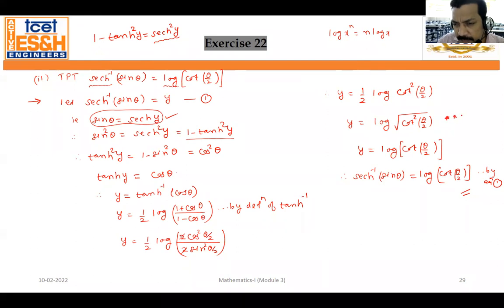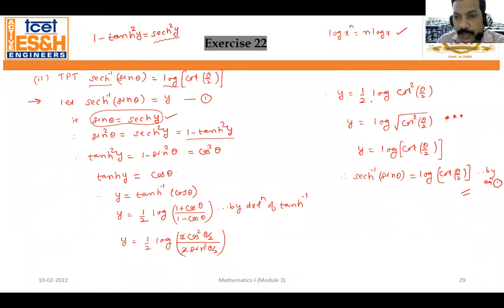How do you understand this step? ये कैसे आया? How this half log of cot square theta by 2 is written as log of root of cot square theta by 2 by using this logarithmic property? Yeah, log property का मैंने use किया. That is log of x raised to n is n log x. इस property को मैंने reverse way में apply किया. I apply this property in the reverse way.